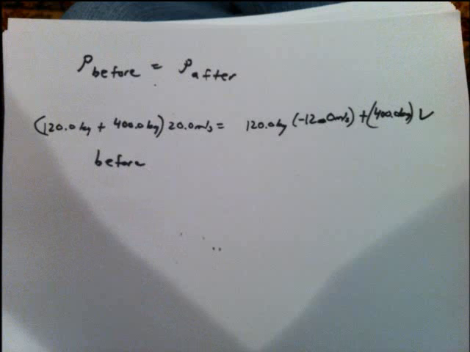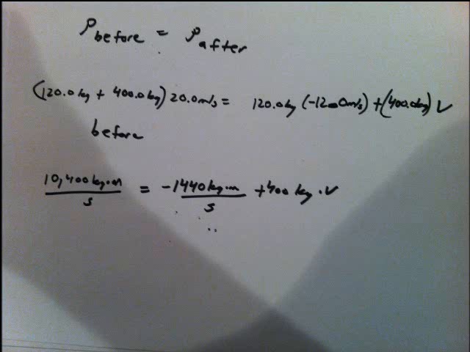This is going to be one of those momentum before equals momentum after problems. So we take the masses of the man and the cart, multiply them by 20, that's the momentum before, and we set that equal to the momentum after. Man's mass times man's velocity plus cart's mass times v. We then do the math. We try to solve it out.